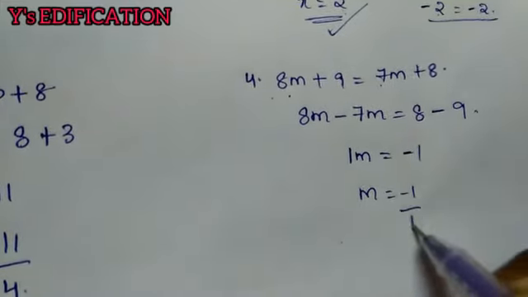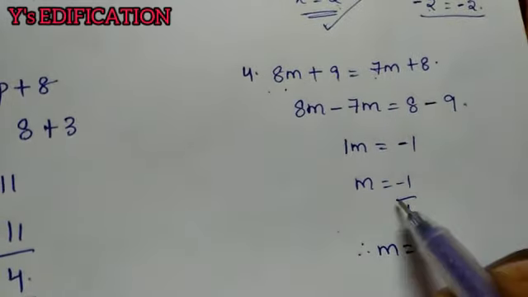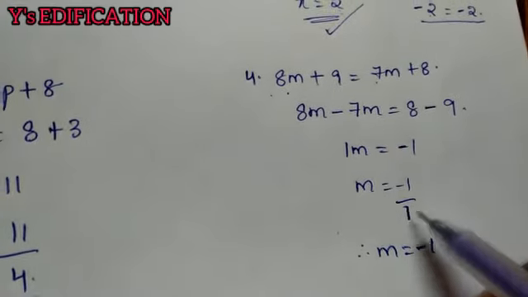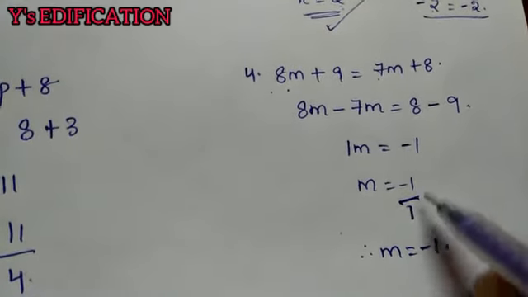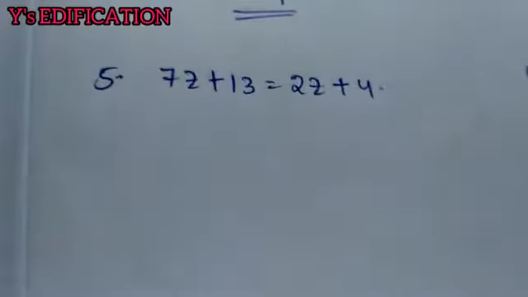So minus 1 by 1. Minus 1 by 1 means nothing but minus 1. Okay, if we have 1 in the denominator, there is no need to represent the denominator. Simply we can write minus 1 as the number. Okay, so let's see the next question.